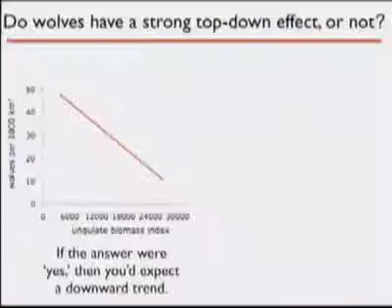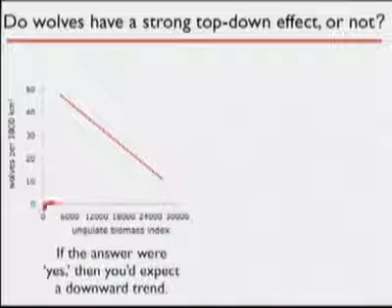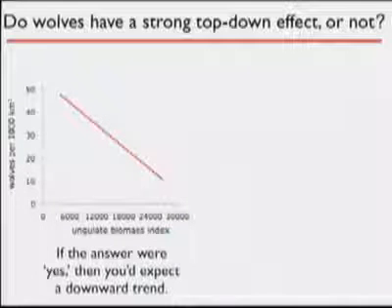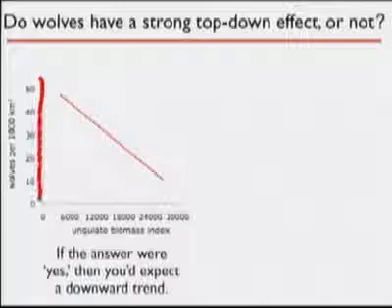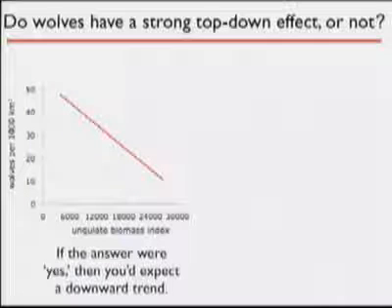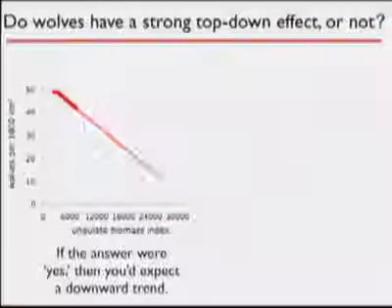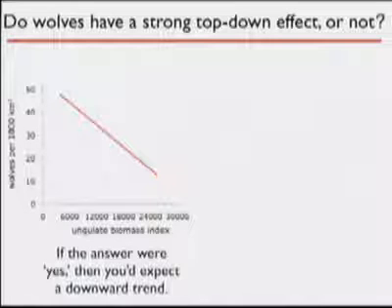Imagine a graph, and for this graph, on the x-axis, what we have is the biomass or abundance of elk on the landscape. And then on the y-axis, we have the abundance of wolves on the landscape. Well, if the answer to the question is yes, if wolves have a strong top-down effect, then you'd expect this kind of downward trend. And let me run through what I mean by that.